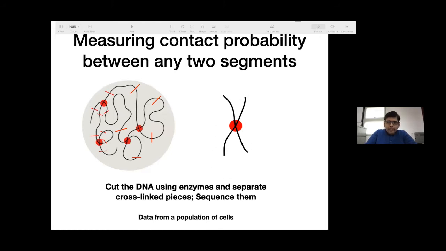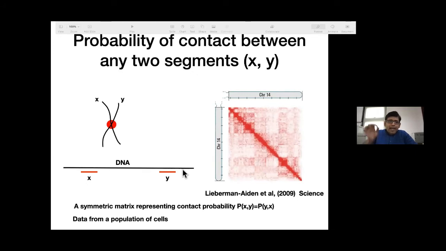And you can sequence them and figure out, by comparing to the existing genome, these X and Y pieces of DNA, where they are coming from the genome. And what you would find out at the end of the day is how often X region would be in contact with Y region. So this is what you would find out, and you can represent this as a contact matrix.